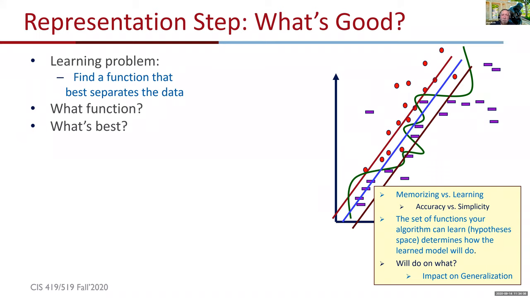So the set of functions your algorithm is going to learn, which we call the hypothesis space, is going to determine how the learned model will do. If you allow yourself to learn these green functions that are very, very expressive, you may do well on the training data, but who cares about training data? We care about how we're going to do later on previously unseen examples. And so that's really what we care about. We want to know how we are going to do in the future rather than only in the training data.